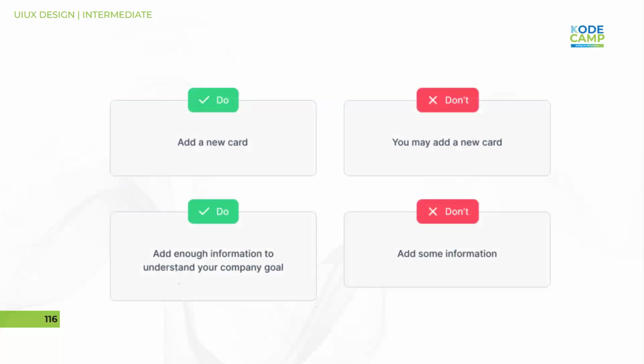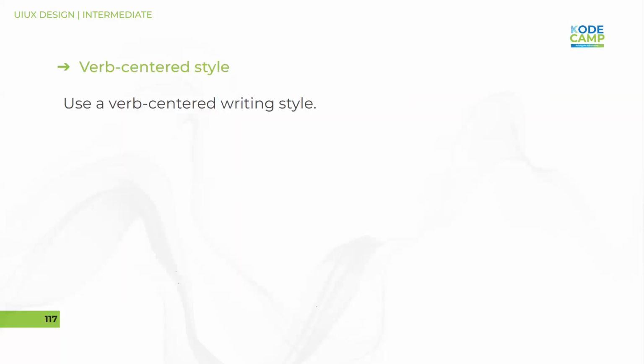All right. So example here, you may have a new card. Well, have enough information to understand your company goals, have some information. Some information. What is the some information you are talking about? You want me to just write my company name? That is some information. You want me to skip the name and then write the company address and the rest? That is some information. Okay.